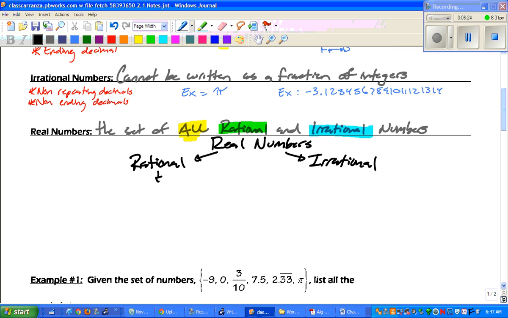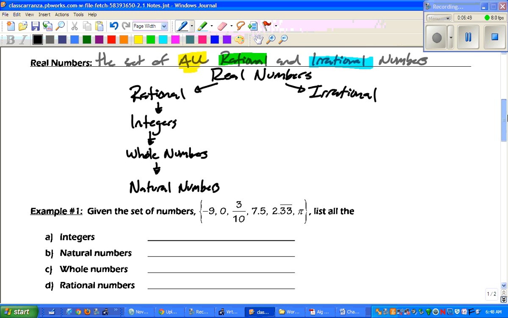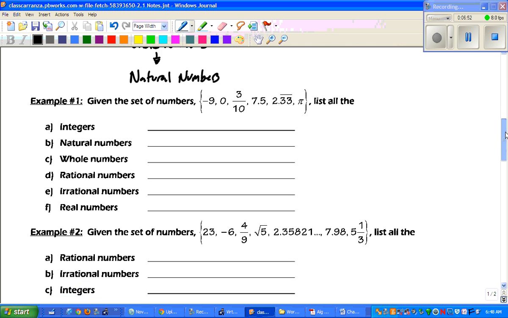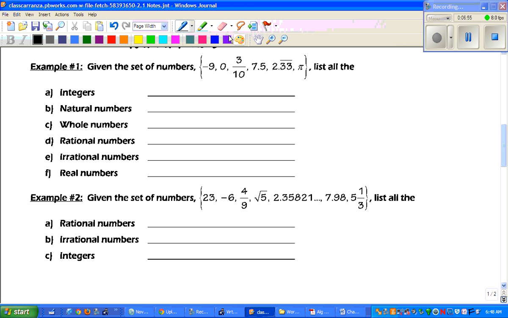Now, rational numbers can also be integers. Integers can also be whole numbers, and then whole numbers can also be considered natural numbers. Now, to practice these, the best thing to do is just get a list of numbers and try to figure out where they all go. So, here's our set of numbers. Let's start picking them out.